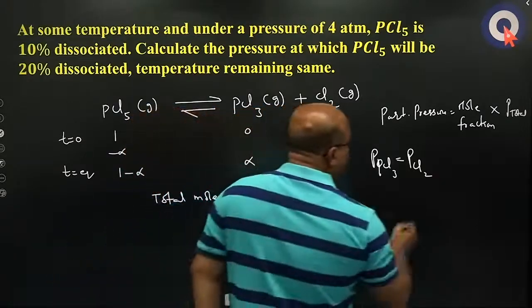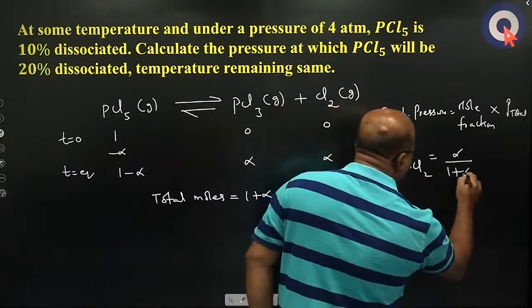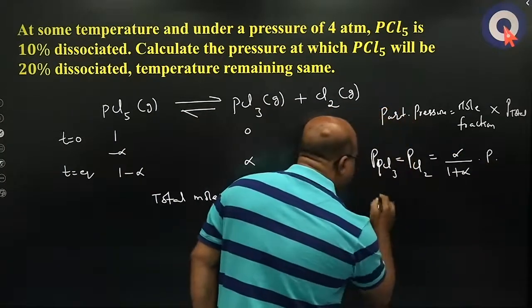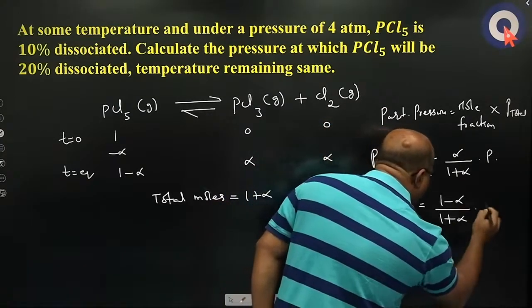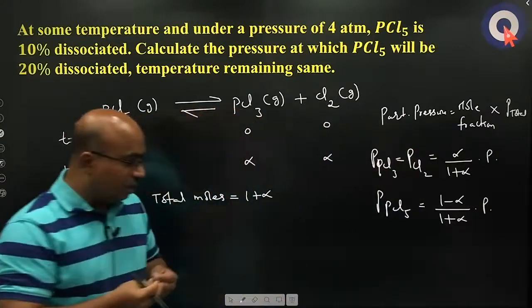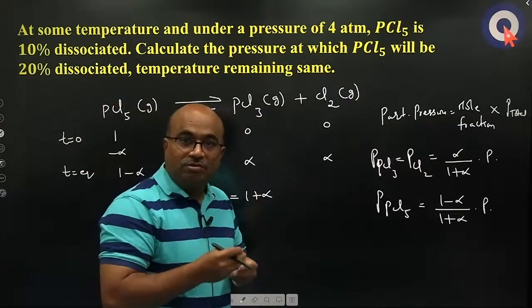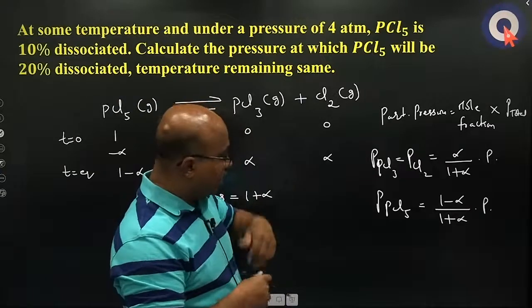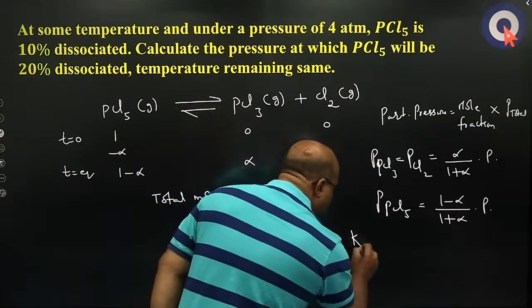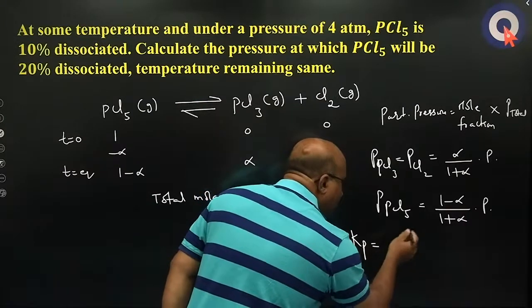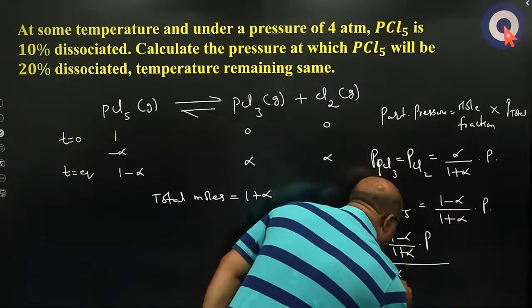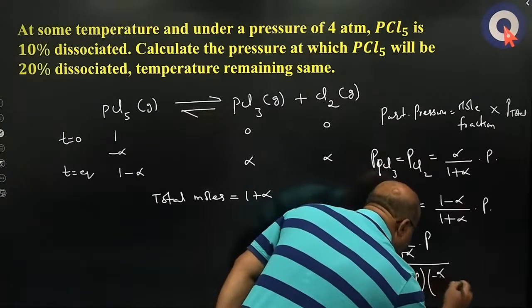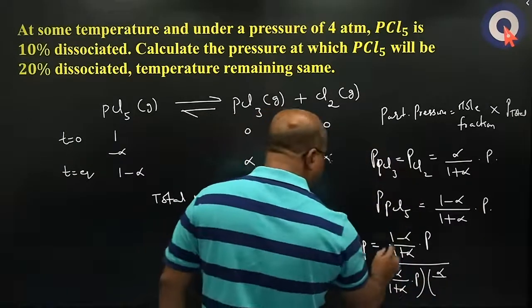So what is this now? It is nothing but alpha by 1 plus alpha into P. And the partial pressure of PCl5 is 1 minus alpha by 1 plus alpha into P. If you use this type of expression, we can directly measure. So let us do it in derivation form. What is Kp? It is P of PCl5, that's 1 minus alpha by 1 plus alpha into P, by alpha by 1 plus alpha into P for PCl3 into Cl2. Sorry, this is reversed, no? So we have to write the products over the reactant.